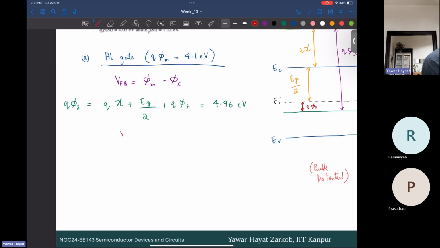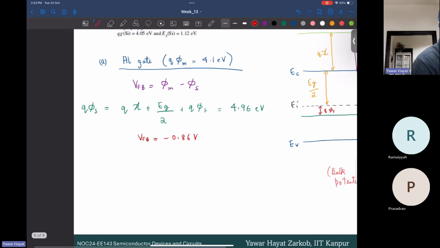So what is VFB then? Phi m minus phi s. 4.1 minus 4.96. Are you getting it? Minus 0.86 volts, right? I removed Q from both, so it won't be in electron volts, it would be in volts because it's phi m, not Q phi m, and this is phi s, not Q phi s. That's why the E from electron volts can be removed. So this would be in volts. So that finishes part A.